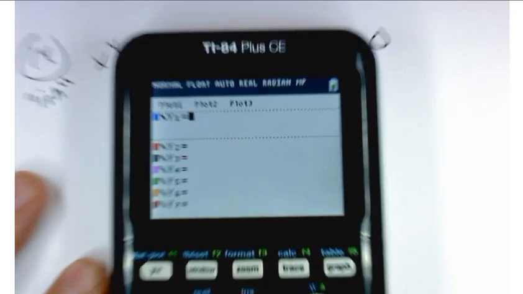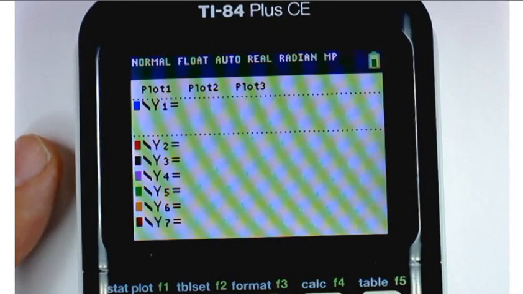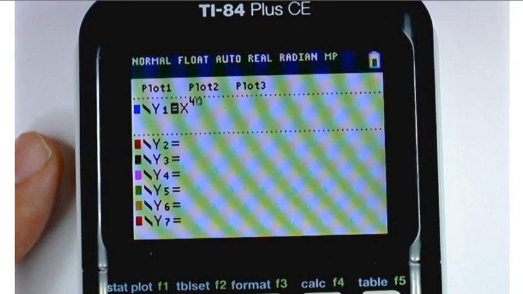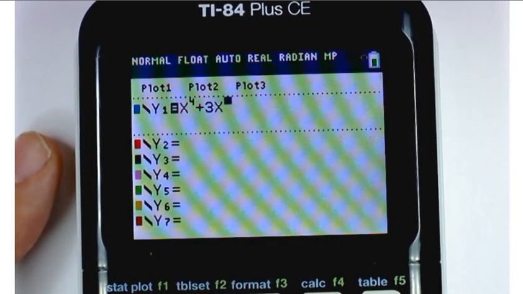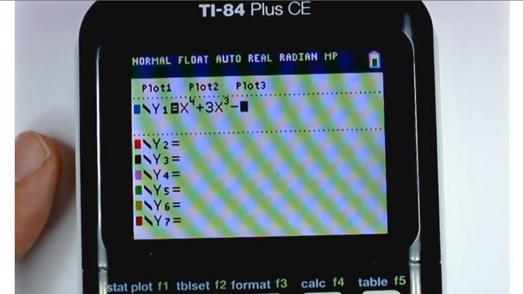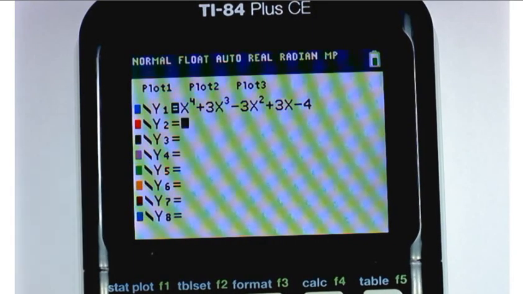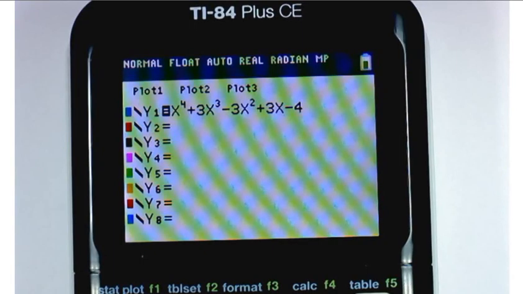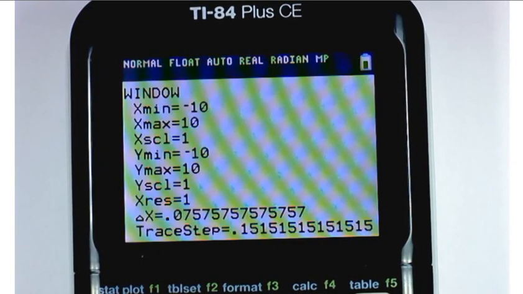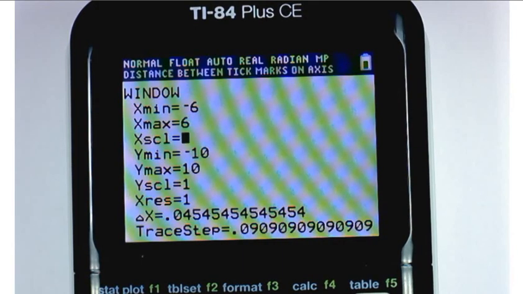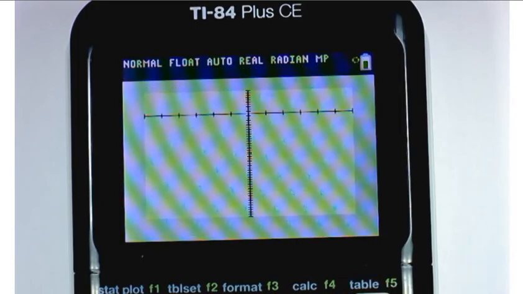So first thing we need to do is enter that into our graphing calculator. So I want x raised to the 4th plus 3x cubed minus 3x squared plus 3x minus 4. And I'm not sure exactly what to suggest for the range on this thing. So for the window, let's try -6 to 6, and let's go -45 to 10. Let's see what we get in terms of a graph.